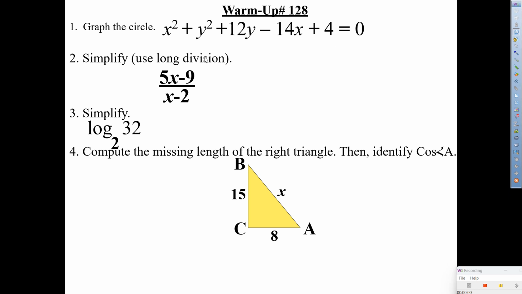Warm-up 128 is on the screen. Just copy it. You can do that practice on your own. I want to get to the study guide right away. We left off on number 9. Today we're continuing on with number 10. So just copy that. I'll give you 1 minute. Copy it, and then I'll show you the agenda.